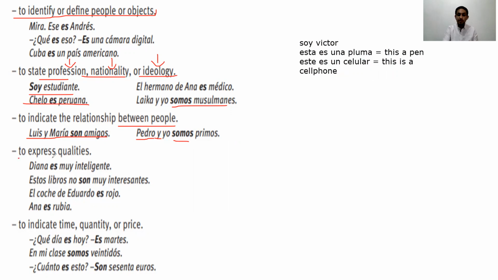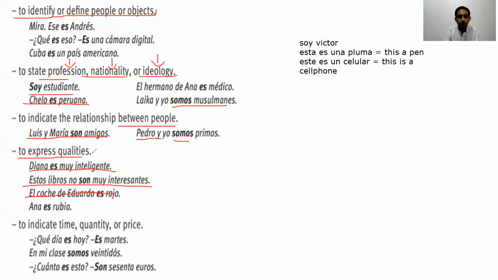We also use it to express qualities. For instance, Diana es muy inteligente. Diana is very smart. Estos libros no son muy interesantes. These books are not very interesting. El coche de Eduardo es rojo. Edward's car is red. And Anna is rubia. Anna is blonde. So we use it to express some qualities. Little by little, we will notice the difference between these kinds of qualities we can express with the verb to be.